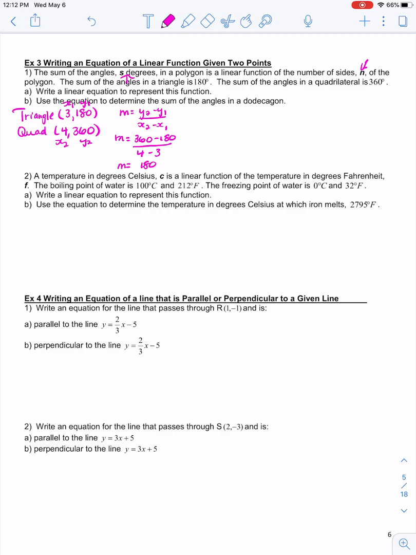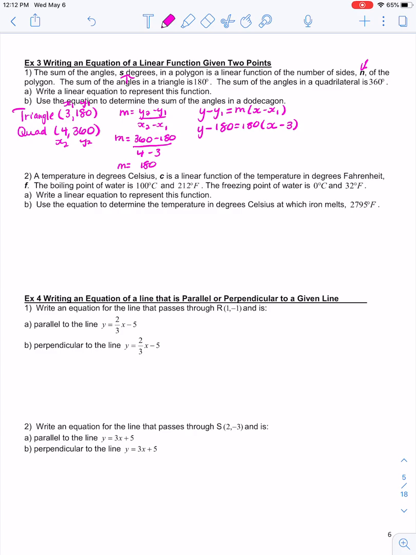Now we're going to use our slope point form. So remember, our slope point form says y minus y1 is equal to m times x minus x1. I have a point, so we can use y1 and x1. So let's do y minus 180 equals 180 times x minus 3. Write a linear equation to represent the function. There we go. That is a linear equation to represent the function.